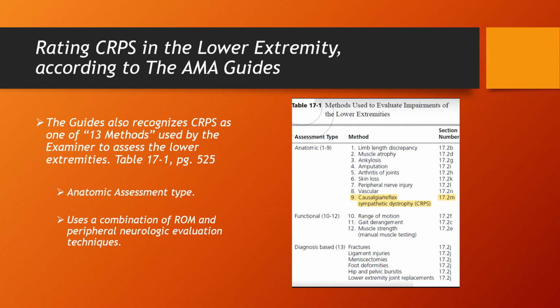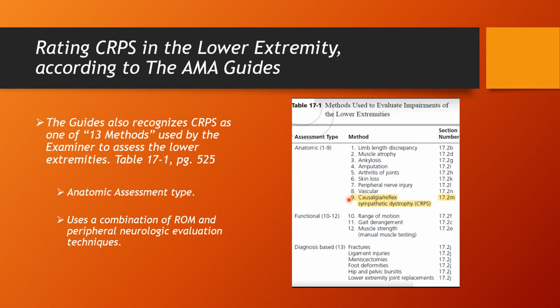Okay, so let's move on to the lower extremity. So we've covered the upper extremity for the conditions, and we have an alternative method for conditions using Chapter 16 and Chapter 13. Here we recognize CRPS as one of the 13 methods used by the examiner to assess lower extremities. So if you go to Table 17-1, you'll find number 9, causalgia/reflex sympathetic dystrophy, and they indicate CRPS. So they are recognizing that the names, they're not synonymous, but they're at least recognizing the old terms versus the new terms. So this is an anatomic assessment type as well.